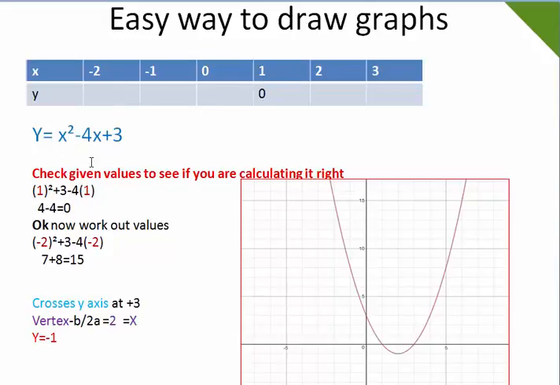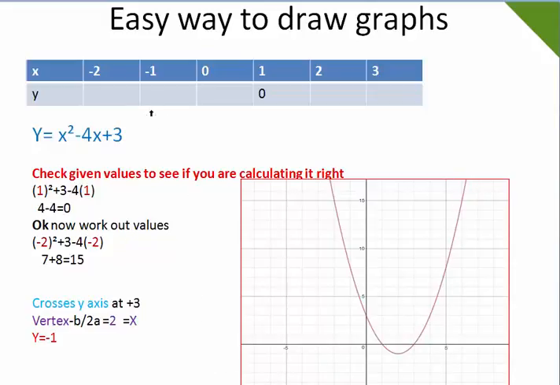Then we use each x value in turn. So here we're going to use minus 2. So minus 2 squared is 4. 4 plus 3 is 7. So we put our 7. Then minus 4 times minus 2 is plus 8. So 7 plus 8, 15. So this value here would be minus 2, 15. So when we plot those points, draw a smooth curve through the points, and we've drawn our graph.